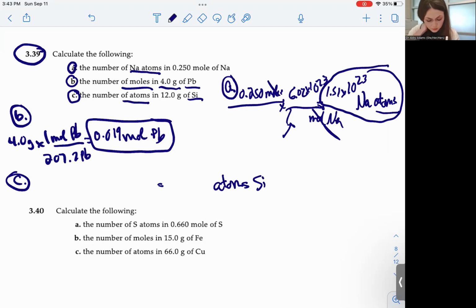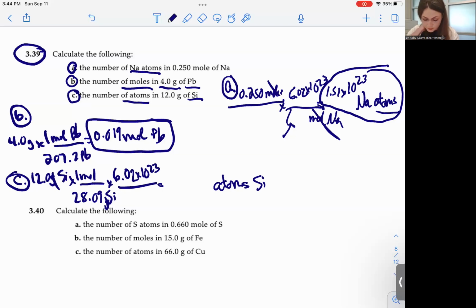So we have 12.0 grams of silicon, and we're going to want to cancel out grams of silicon. We know that one mole of silicon, from the periodic table, is its atomic mass in grams. So we can cancel out grams and get over to moles. And then from moles, we can get to atoms, because for each one of those moles, we're going to have 6.02 times 10 to the 23rd atoms.